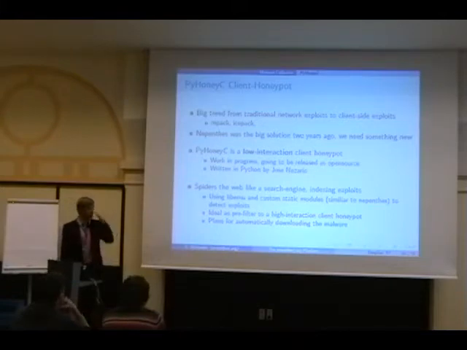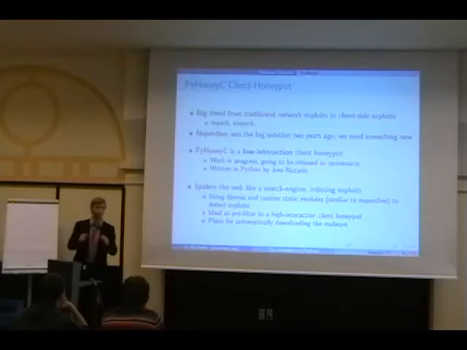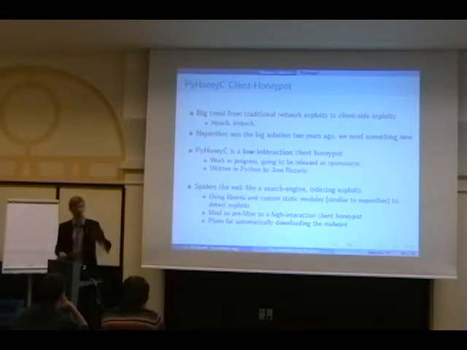So it's not released yet because there's still some work in progress being done on it. And it's written in Python, mainly by Jose Nazario, who is working for Arbor Networks. And we're collaborating on this. So it spiders the web like a search engine looking for attacking sites. And to find attacking sites, what we do is we deobfuscate all this JavaScript, which is often pretty much obfuscated, and then again just run the libemu shellcode detector on it.